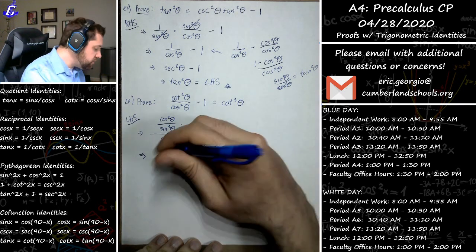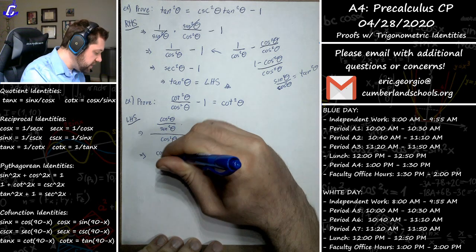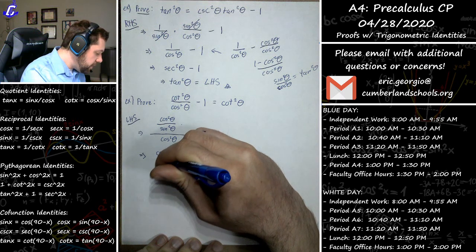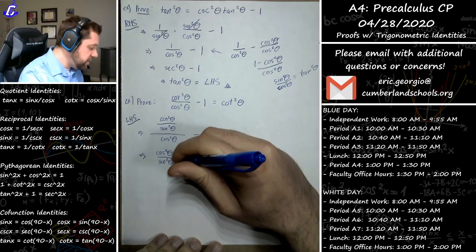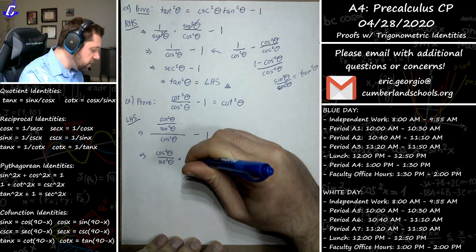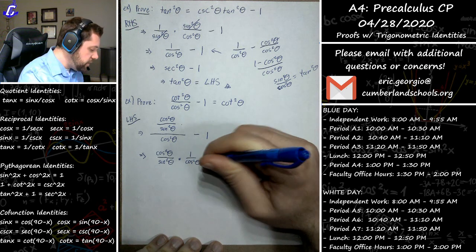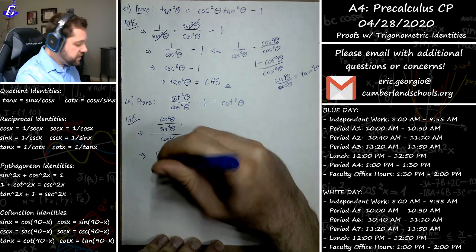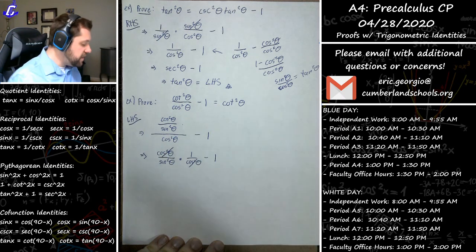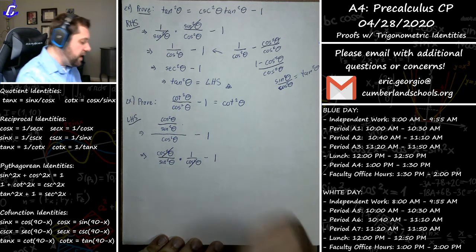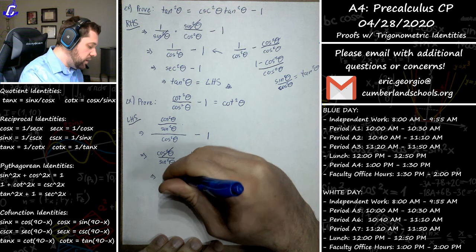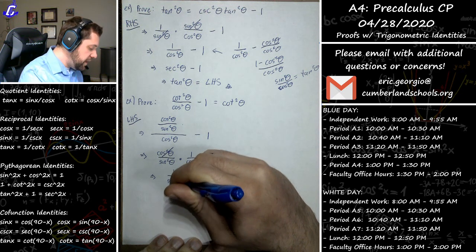It's just like dividing by 2 is the same as multiplying it by 1/2. It's beneficial to write it out that way because then, take a look. Cosine squared over sine squared times 1 over cosine squared minus 1. By writing it out this way, you can see, ooh, cosine squared theta is going to cancel out. And now I'm left with 1 over sine squared of theta minus 1.